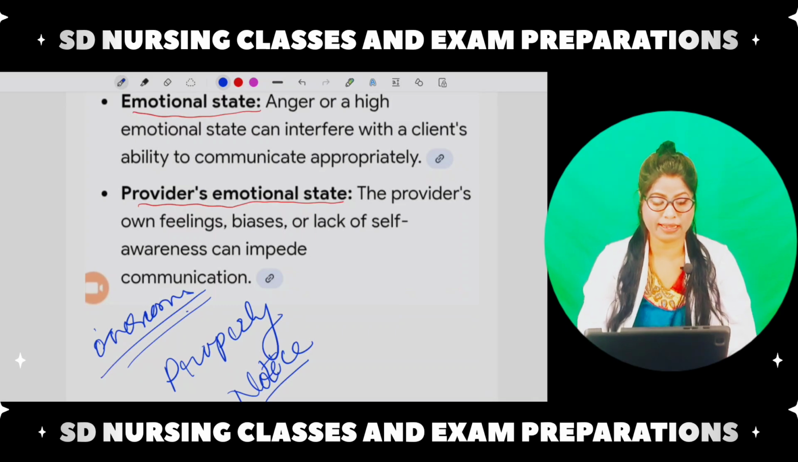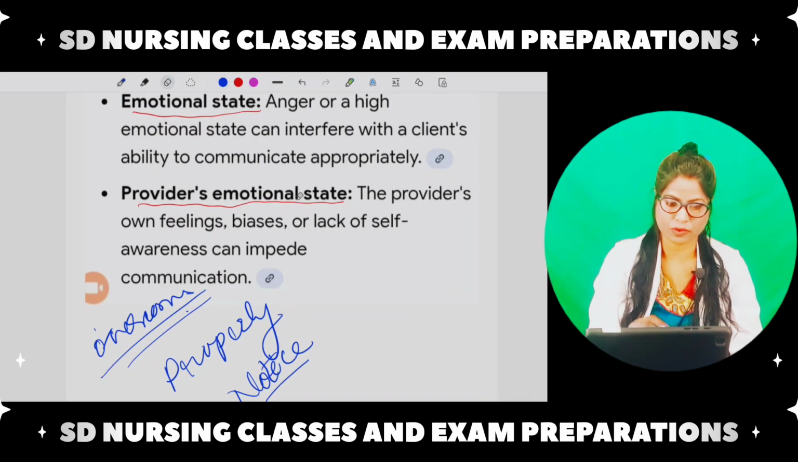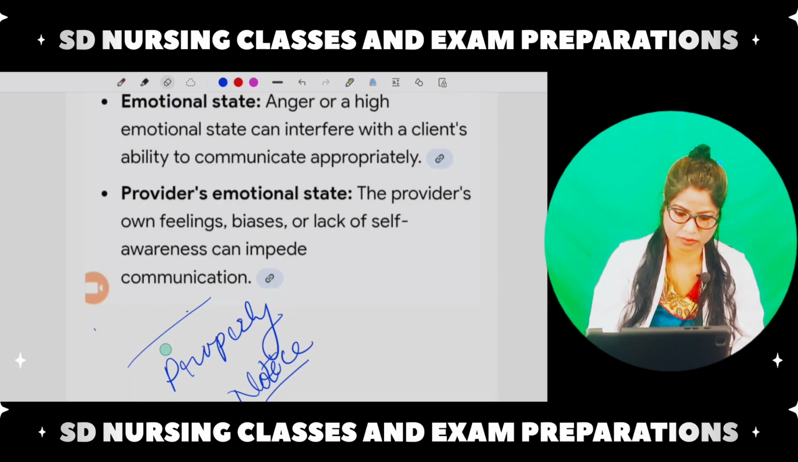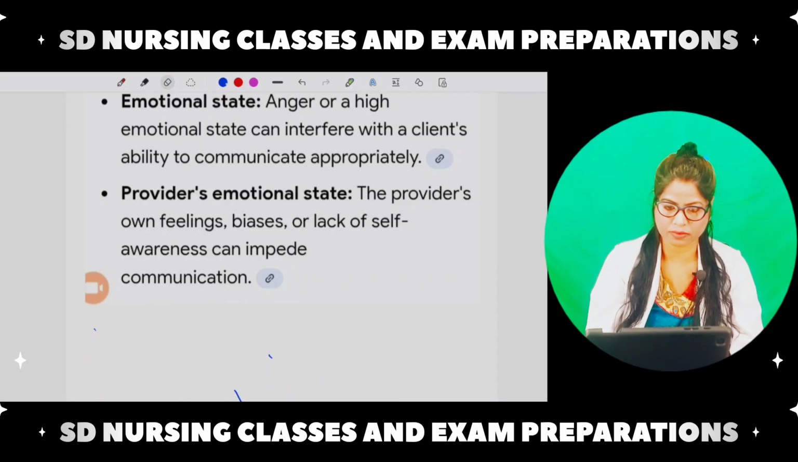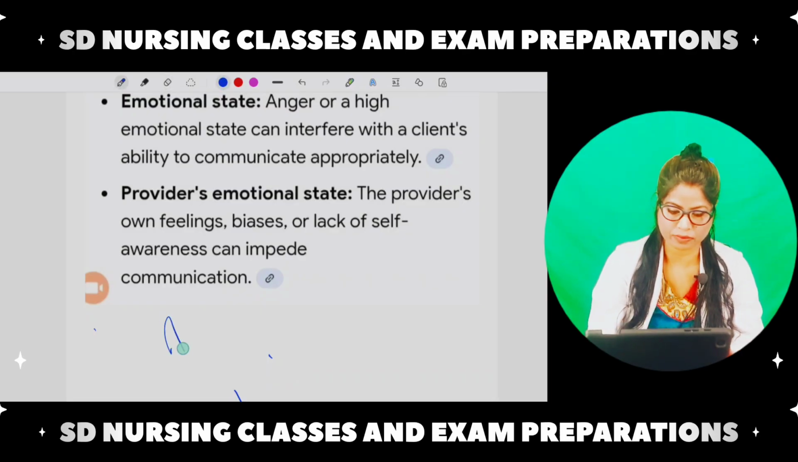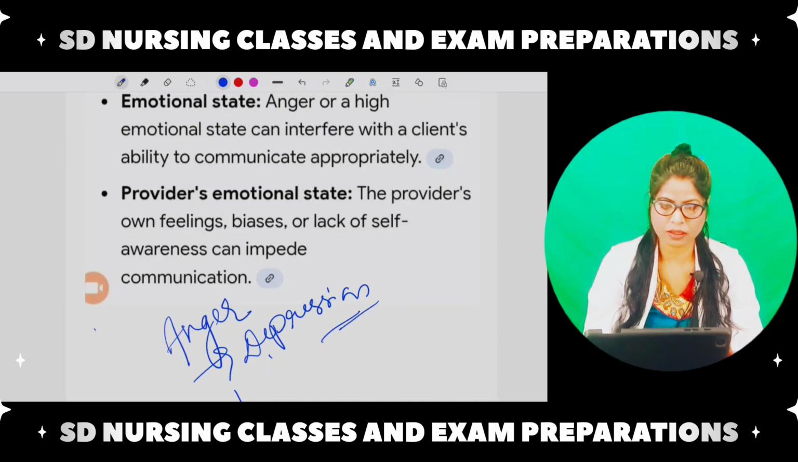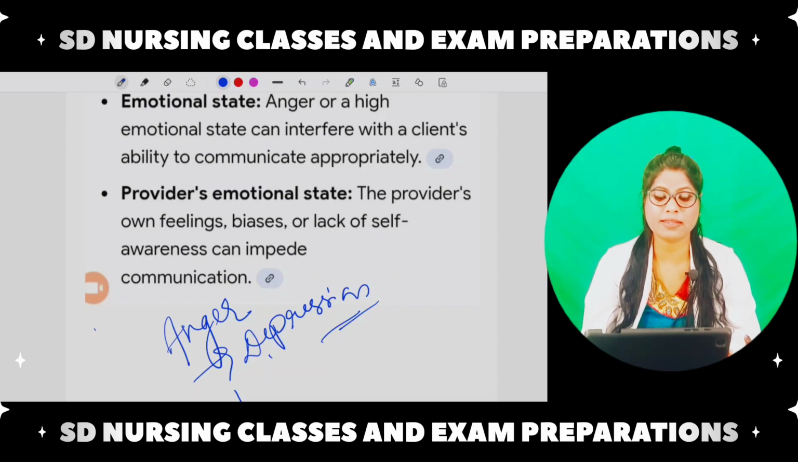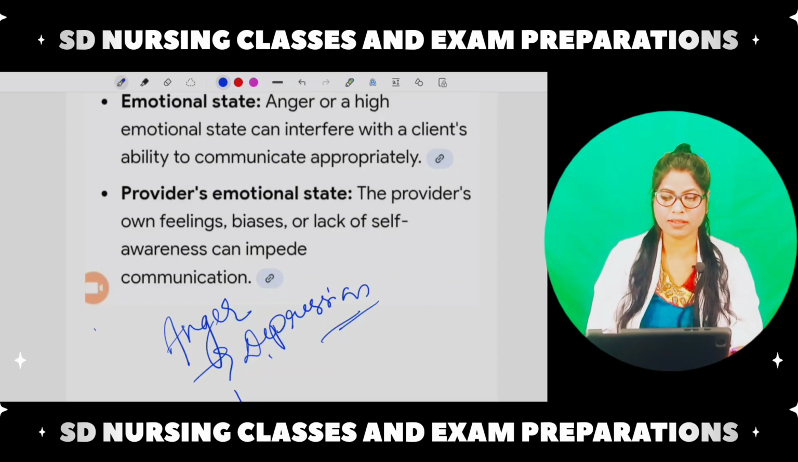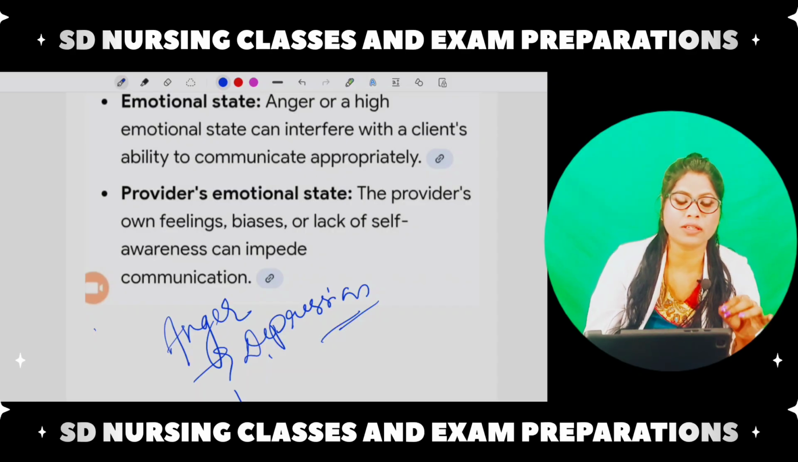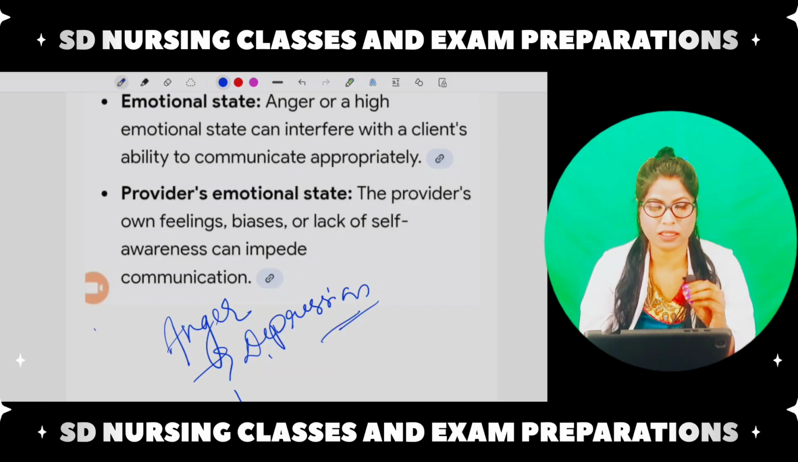And emotional state, yes. So emotional state means what? Emotion, that may be anger or depression. So if the patient is in anger or a high emotional state, we can't talk to the patient at that time. This is also in the mind of the nurse, how to overcome this type of barrier, the emotional barrier.